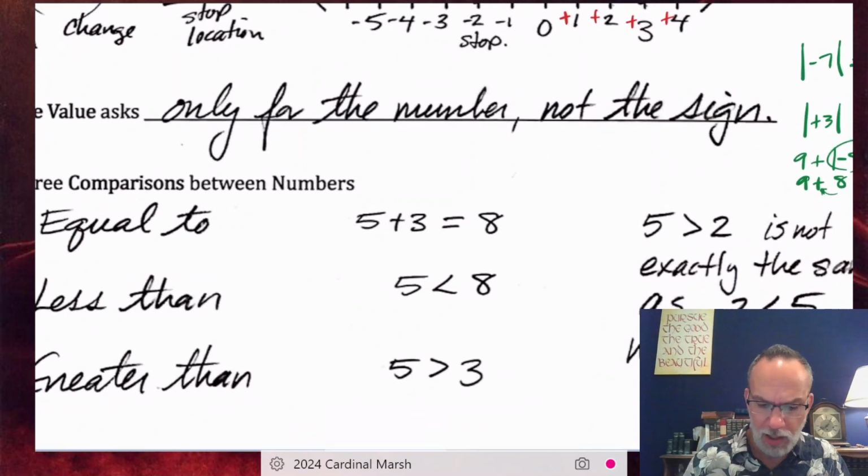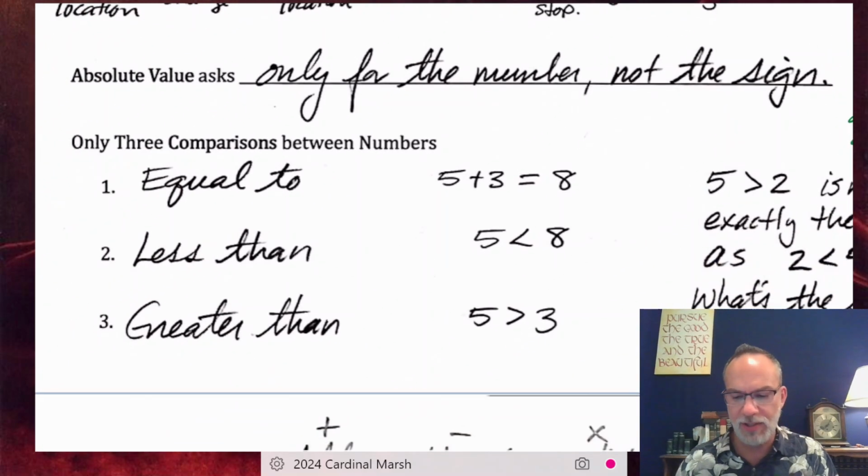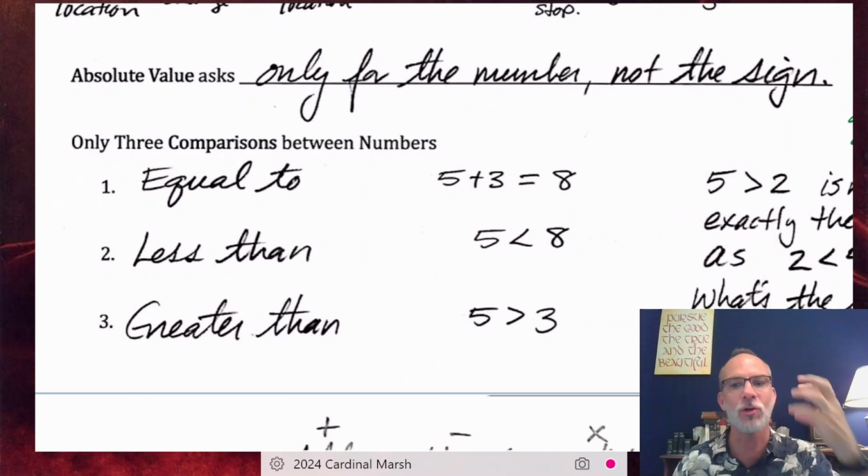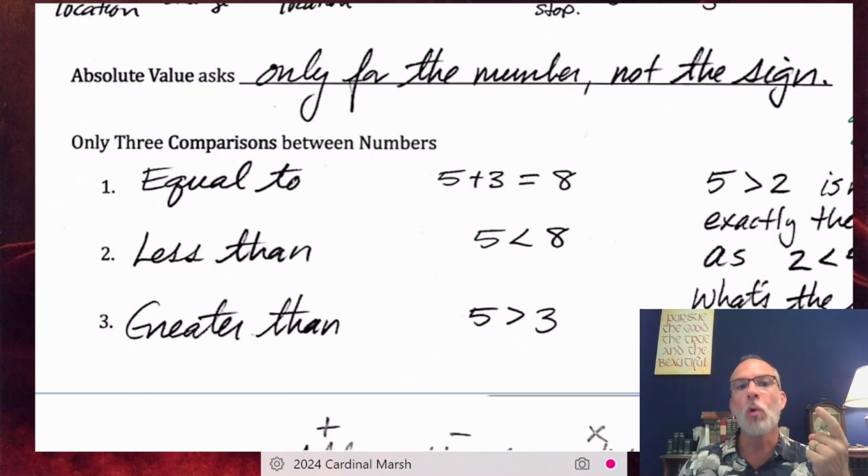Now, there are only 3 comparisons between numbers. And you're probably aware of this instinctually because you've been doing it for a long time. But now we're going to talk about it directly so that it's in the front of your head and you're conscious of it. Okay? Numbers are either equal to each other, or one number is less than another number, or one number is greater than another number. That's it. Those are the only 3 ways that you can compare things.